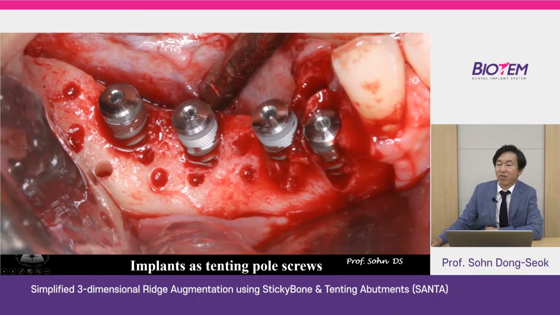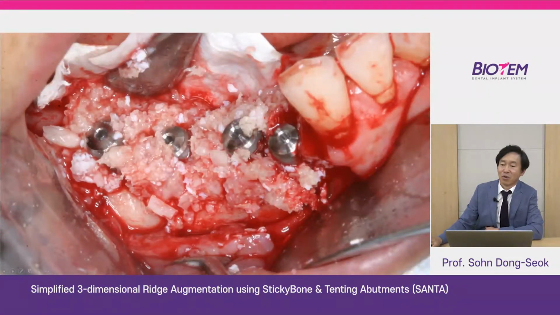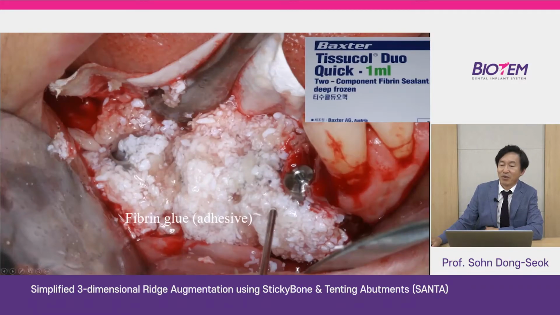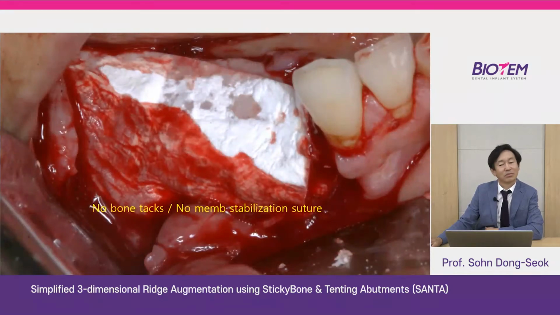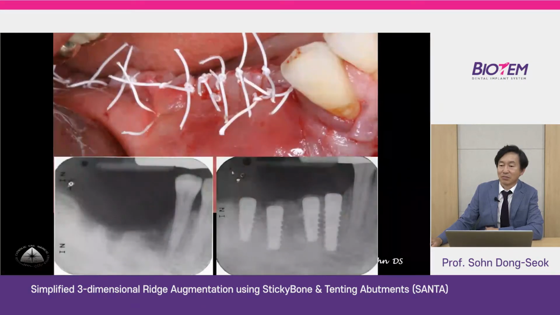The implant was placed at the same time, as an alternative to tenting pole screws. If you can place the tenting pole screws on the defect, why don't you place the implant at the same time? So the bone graft was placed, the membrane was placed under the lingual flap, and the fibrin glue was applied on the grafting material to stabilize the particulate bone graft. The simple placement of a collagen membrane was done, and primary suture was done.